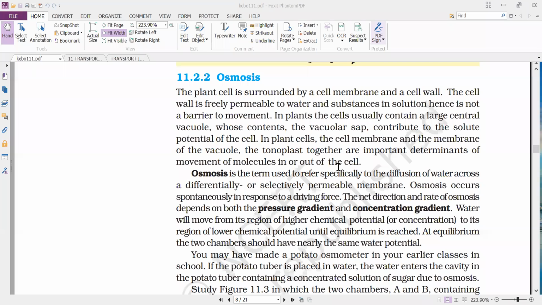So now the question arises, the osmosis. Osmosis is the term used to refer specifically to the diffusion of water across a differentially or selectively permeable membrane.